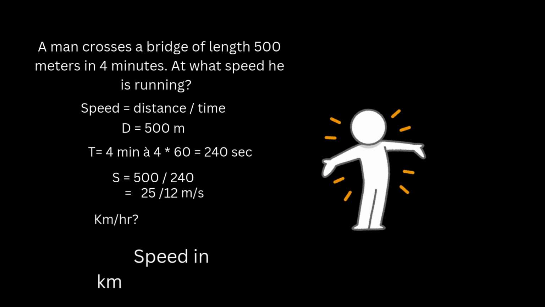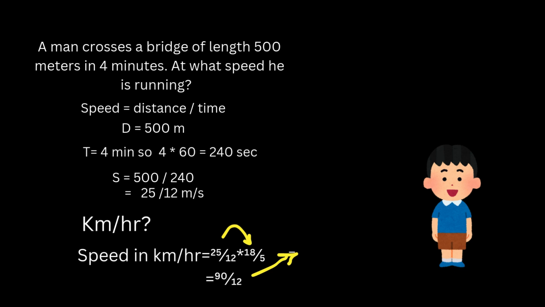Let's convert meters per second into kilometers per hour. We already discussed this: 1 meter per second is equal to 18 by 5 kilometers per hour. So multiplying this, we get speed equal to 25 by 12 into 18 by 5. Multiplying the numerators and denominators, we get speed equal to 450 by 60. By further simplifying, we get 90 by 12 and then 30 by 4. Finally, we got 7.5. The final answer: the man is running at 7.5 kilometers per hour.